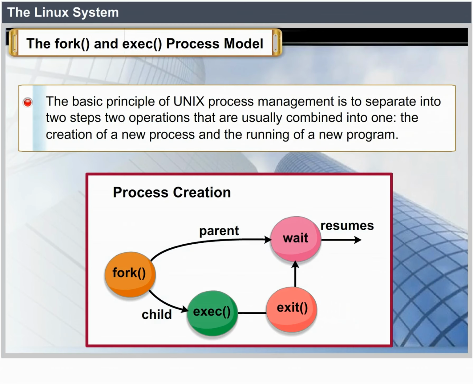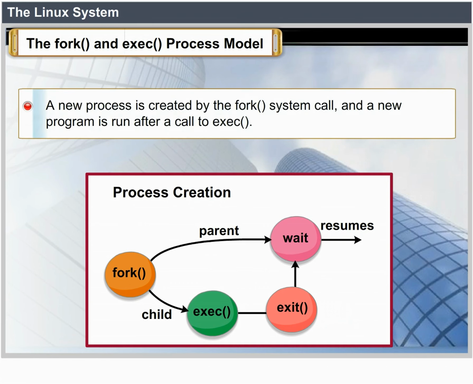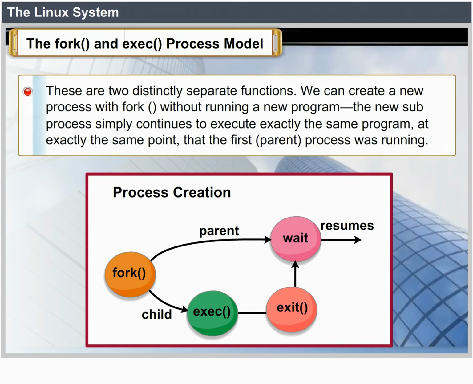The basic principle of Unix process management is to separate into two steps two operations that are usually combined into one: the creation of a new process and the running of a new program. A new process is created by the fork function system call, and a new program is run after a call to the execute function. These are two distinctly separate functions. We can create a new process with the fork function without running a new program. The new subprocess simply continues to execute exactly the same program at exactly the same point that the first parent process was running.